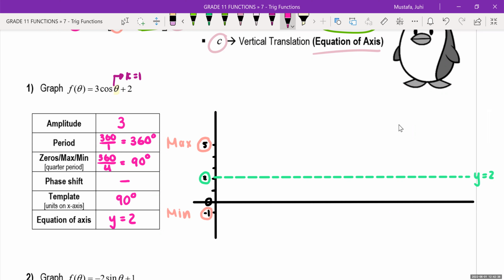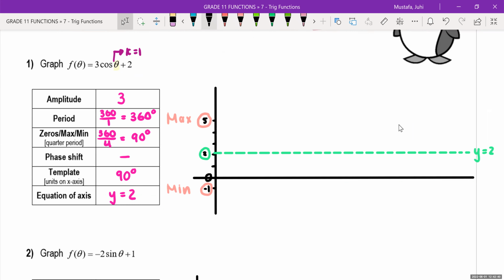Let's do maybe just one. We can just do one cycle just to keep it easy for ourselves. So I'm going to make a dash. 1, 2, 3, 4. Should we do 2 cycles or 1? Okay, maybe for this first example, we'll just do 1. So 90, 180, 270, and then 360.